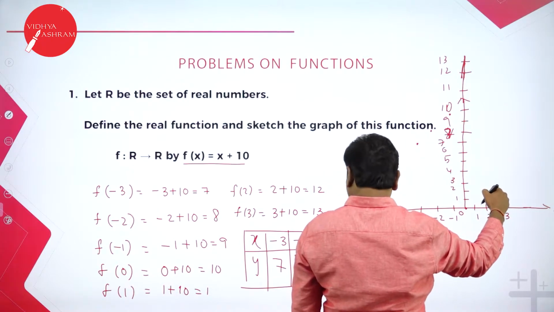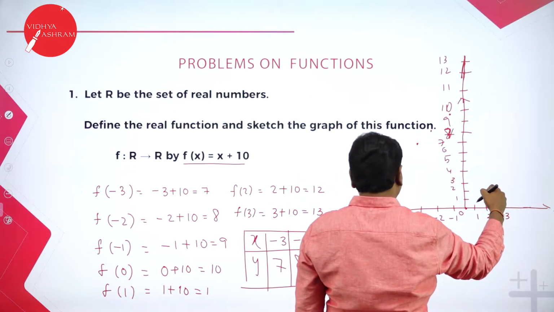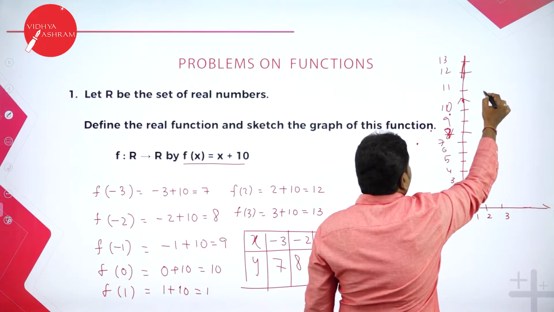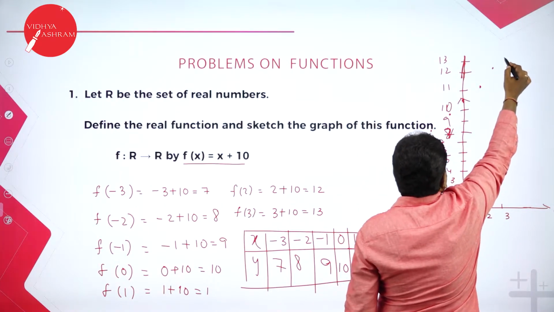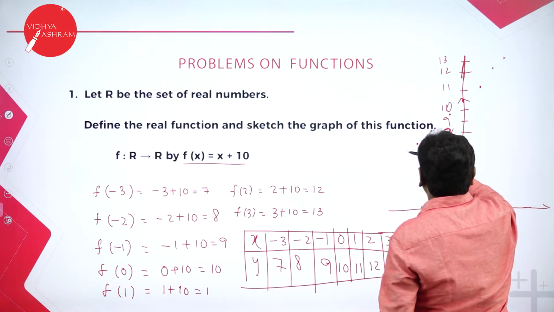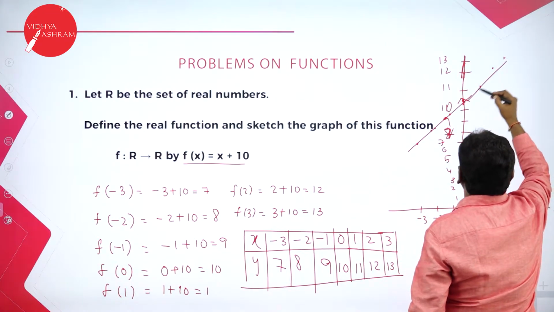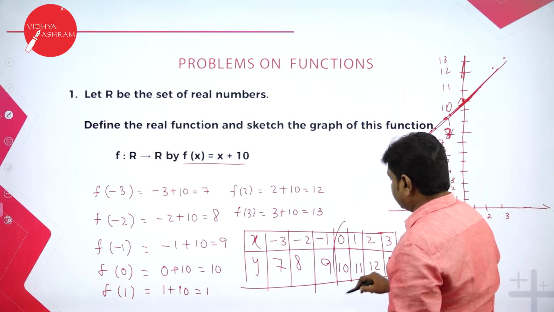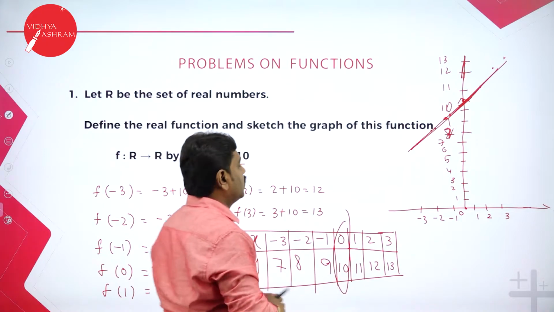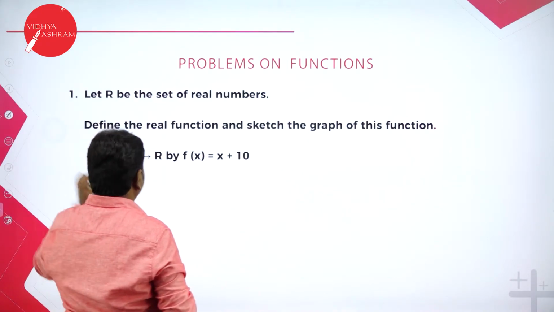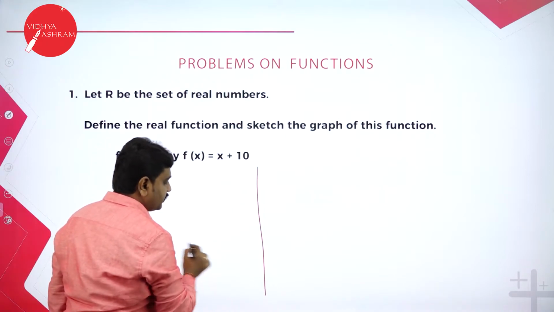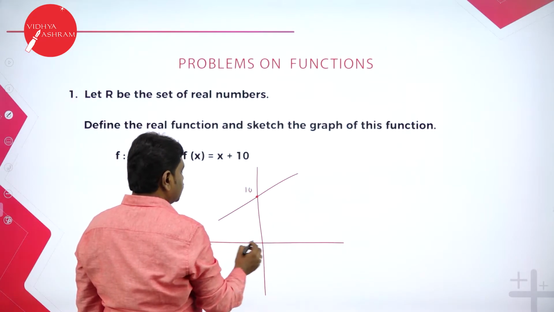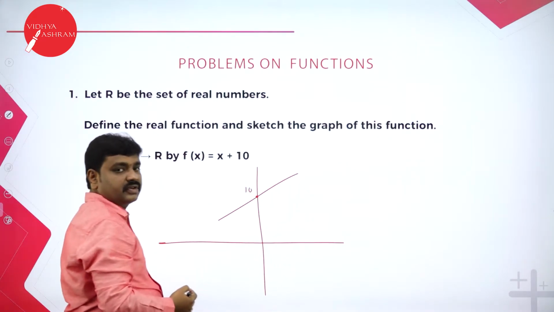And then when x is 0, y is 10. So then when x is 1, it is 11, then it's 12, then it is 13. So we'll get a straight line like this. That straight line cuts the y-axis at 10, because when x is 0, we got 10. So this is the graph. Or if I want to plot it perfectly, the graph comes like this. It cuts at what? 10. So this is a linear graph.